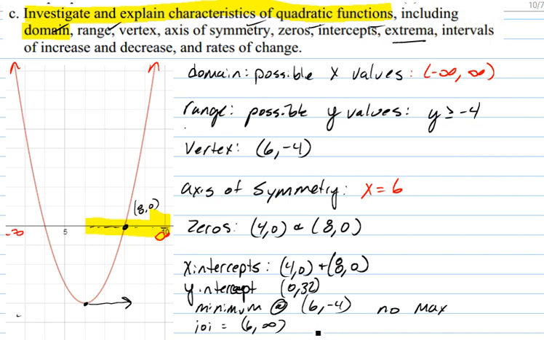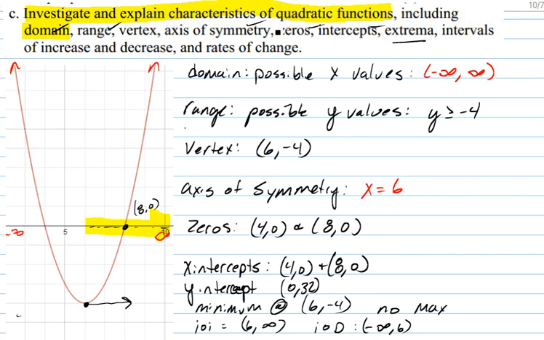And that being said, again, on the x-axis, I'm looking for my interval of decrease. Well, it starts going down way back here at negative infinity until it gets to the vertex, at which point it starts going up. So my interval of decrease is going to be from negative infinity to 6.